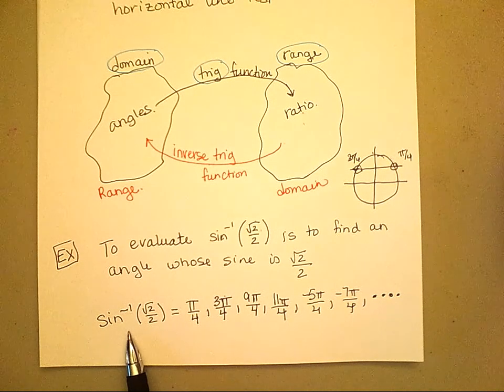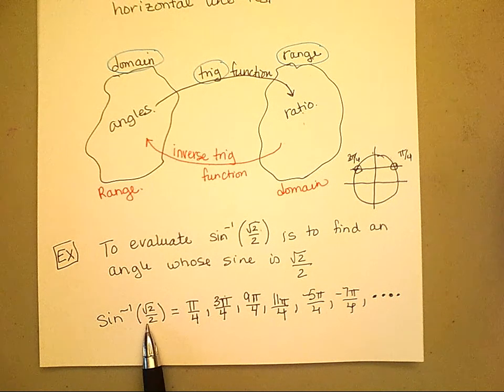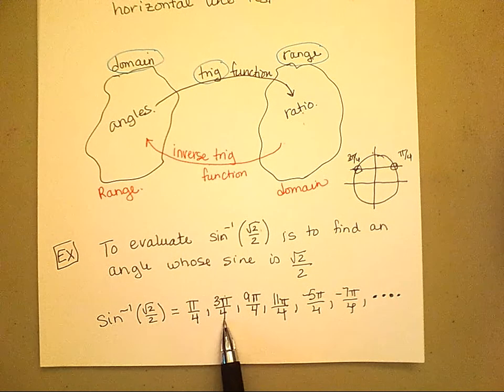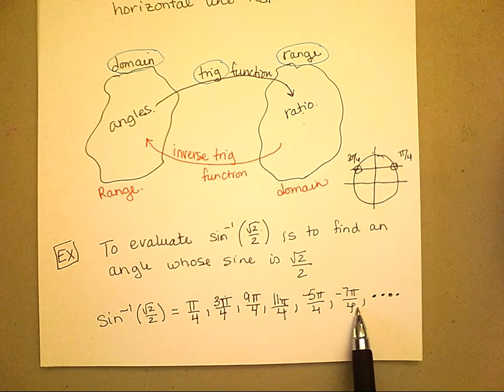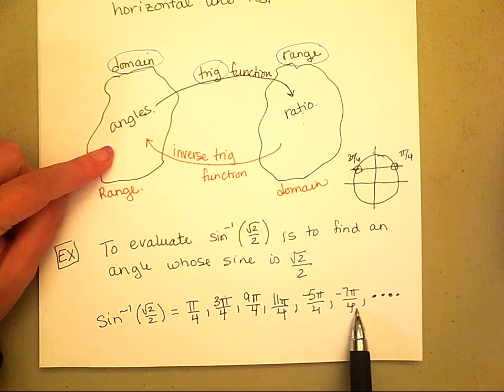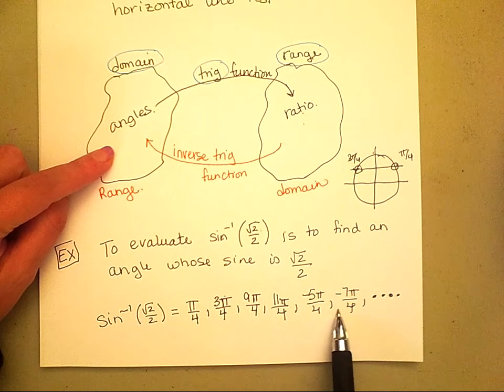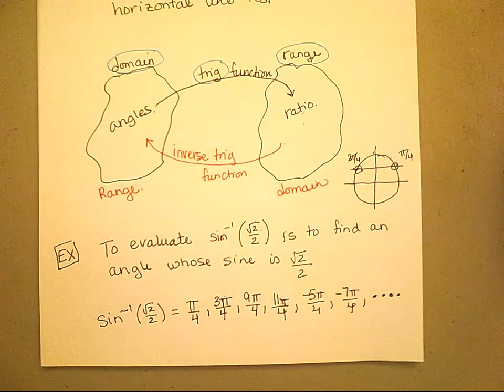And this is a problem, because if we want the inverse sine to be a function, I cannot have it map to multiple values in the range. It can only map to one value in the range, right? So I can only have it be one angle. So this is a problem.